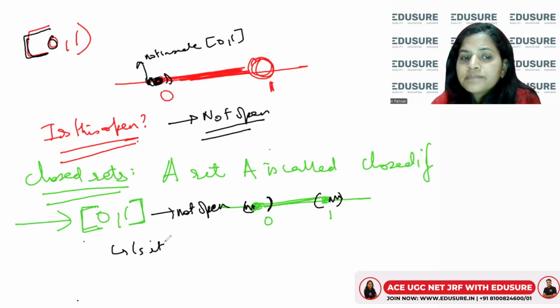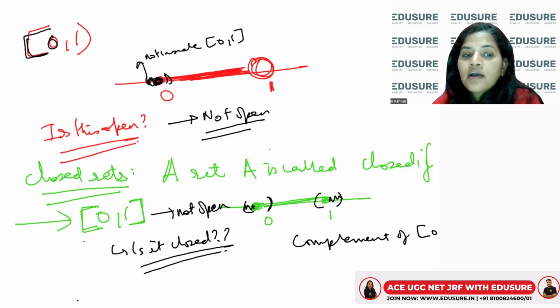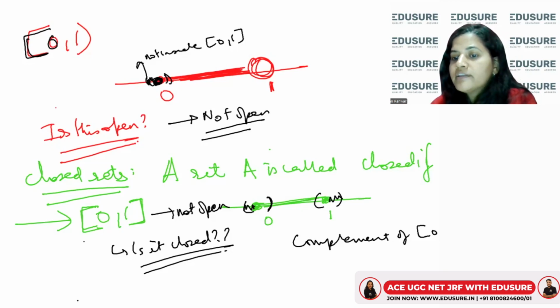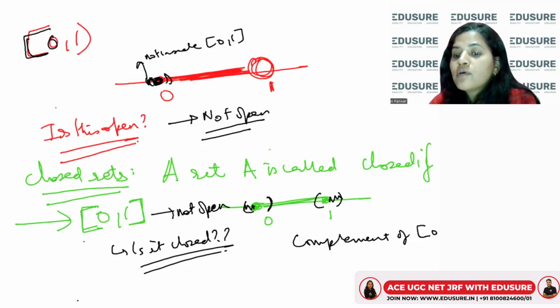Is it closed? Let us see. What is the complement? Complement means real numbers minus this set. What is the complement of 0, 1? It is minus infinity to 0, union 1 to infinity, because I will have to remove the set 0, 1. Now you can very well see that this is open and this is open, because whatever element I choose inside these sets, there will be an open interval around that element inside the set. So that is why this is open, union of open sets is open. So yes, the complement is open, therefore 0, 1 is closed.